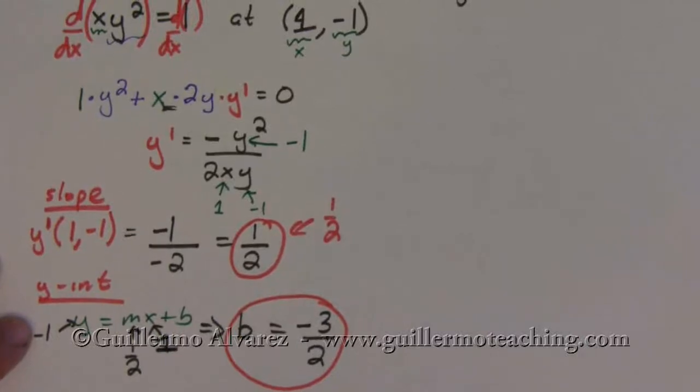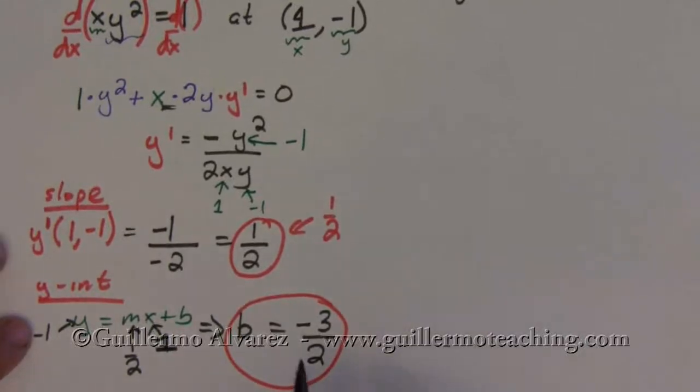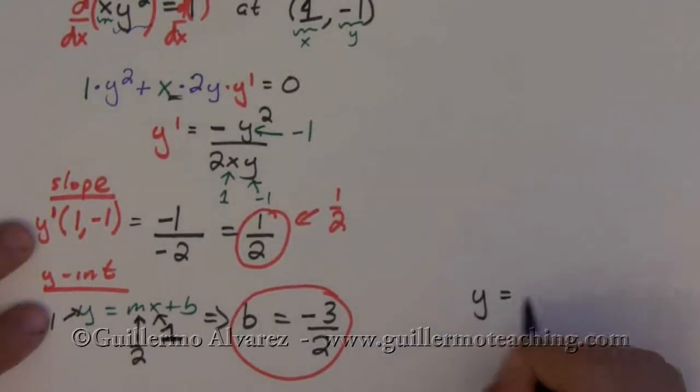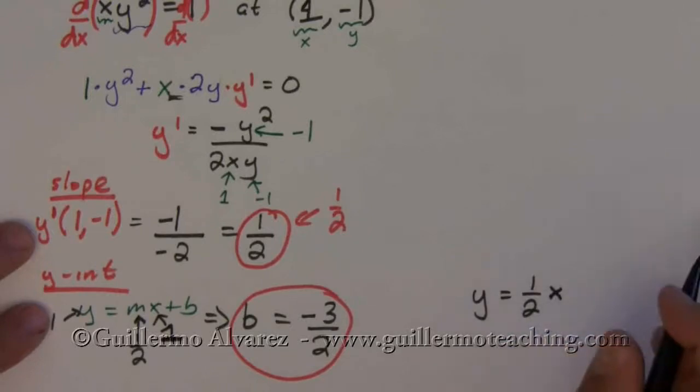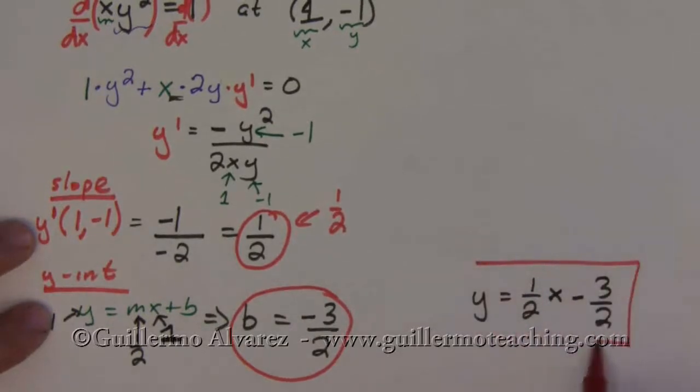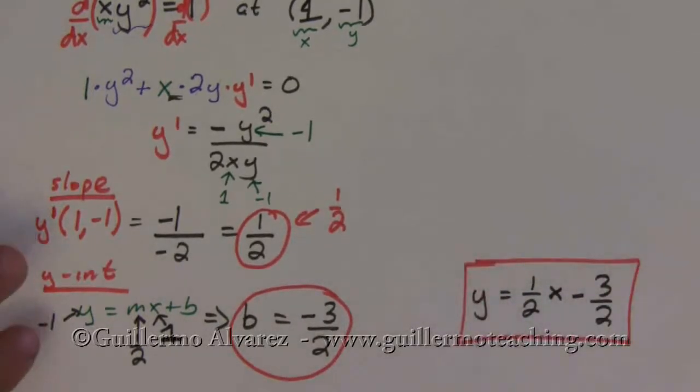Okay, and so in the end, my equation of the tangent line is y equals 1/2 x minus 3/2. And that's it.